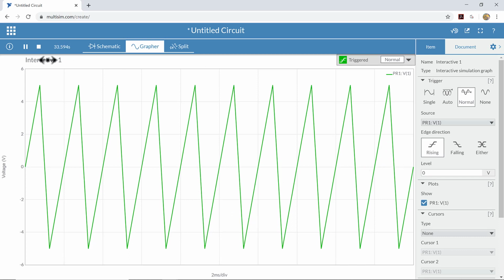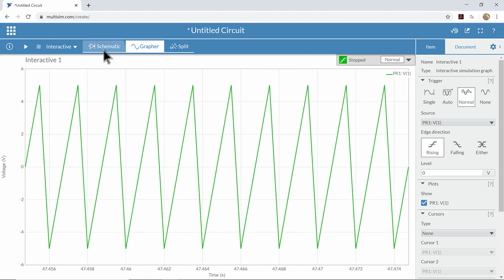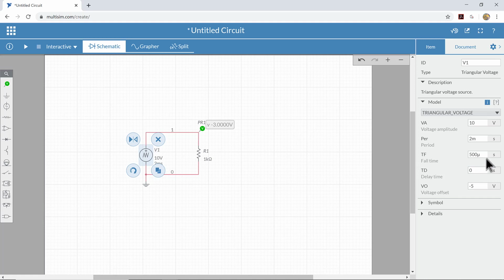Okay, but you might notice that the wave has kind of shifted so that it looks like it's leaning to the right now. If we go back to the schematic, we can see that the fall time is specified as well. So the fall time is the amount of time that it takes to go from the highest point to the lowest point. Right now it's half a millisecond. The period is 2 milliseconds. So in other words, it takes 1.5 milliseconds to go all the way to its highest point, and then only a half a millisecond to come back down. So that's why it looks like it's leaning to the right.